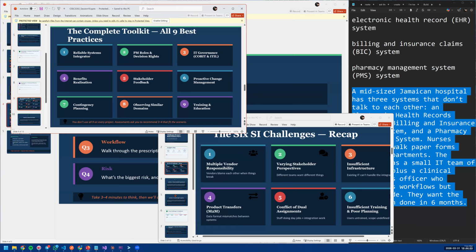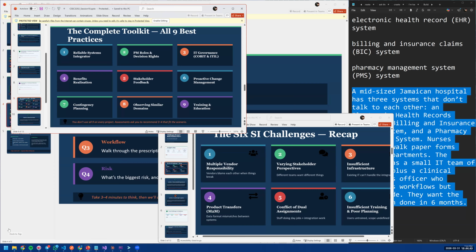Okay, for the multiple vendor responsibility, as you said, there's a lot of systems, and most likely going to have a different system vendor for each: the electronic health record, the billing and insurance, and the pharmacy management system. But before you continue, I believe it is not more than likely. I think in the original scenario it was explicitly stated that they were different vendors. But yeah, just to clarify, you can continue. To address this, we would need a reliable system integrator.